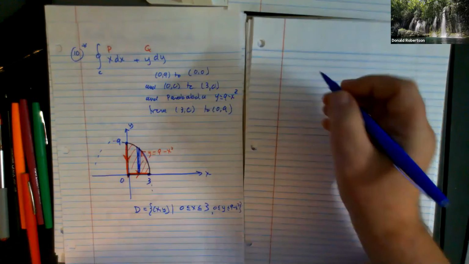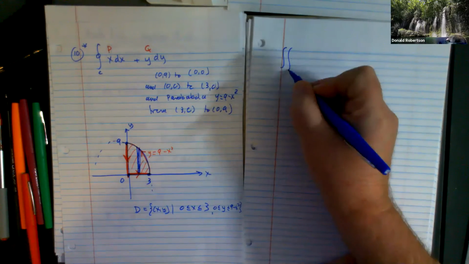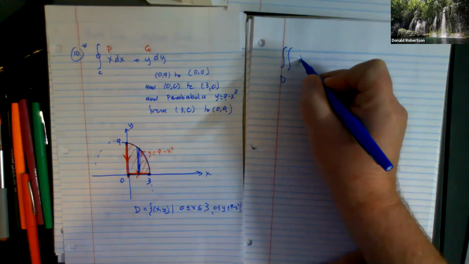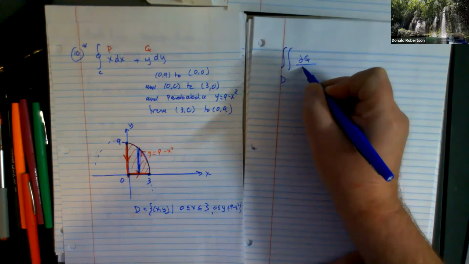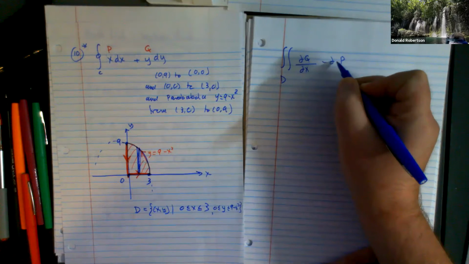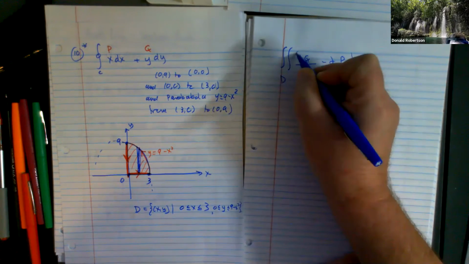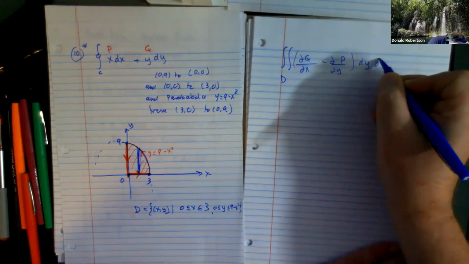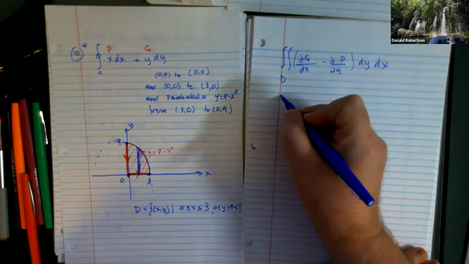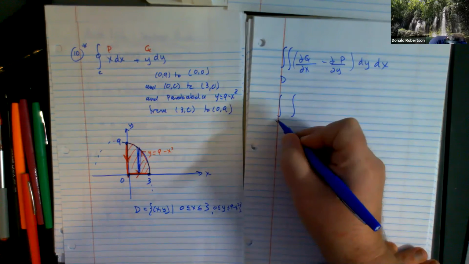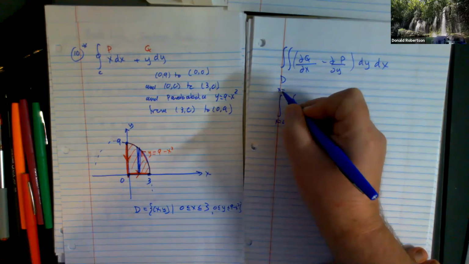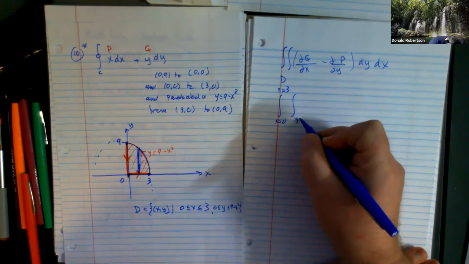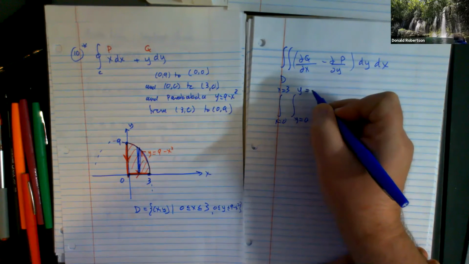That integral is now going to be a double integral over the region D. This one with x, take away this one with y. We're going to do a dy dx again. The range of values of x are going to be from 0 to 3, and the range of values of y are going to be 0 to 9 take away x squared.